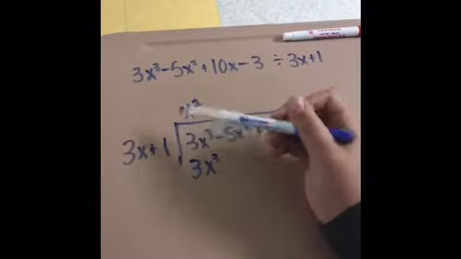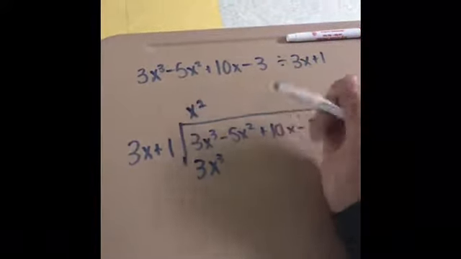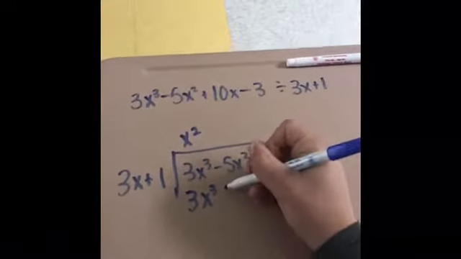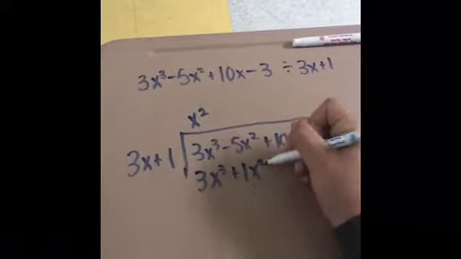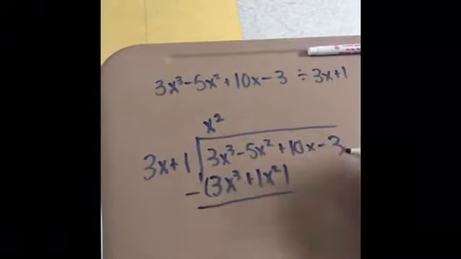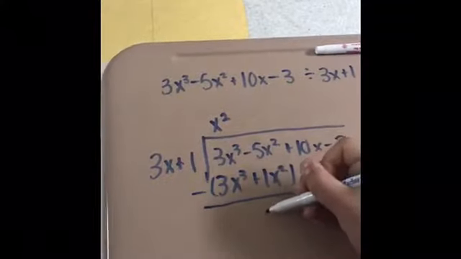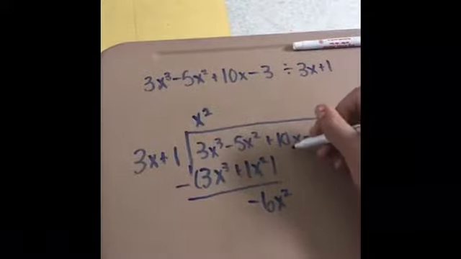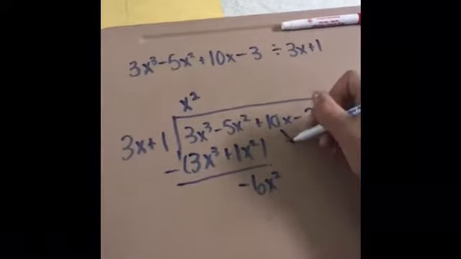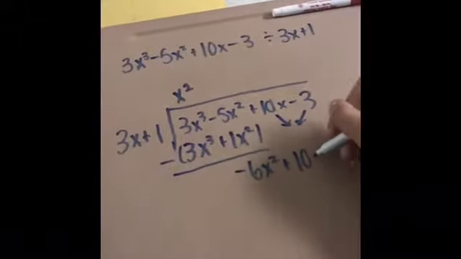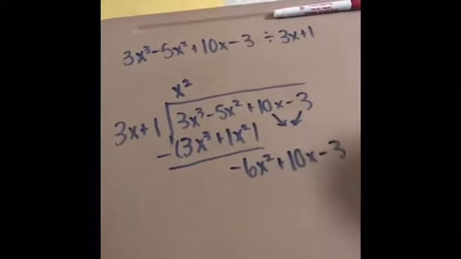And next you multiply this term by this term. So when you do that, you're going to get 1x squared. And then you're going to subtract this whole thing, and these terms cancel out, and you're going to get 6x squared. And then you're going to bring these terms down. So you're going to get 6x squared plus 10x minus 3.